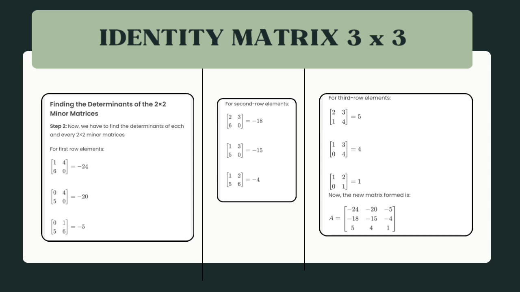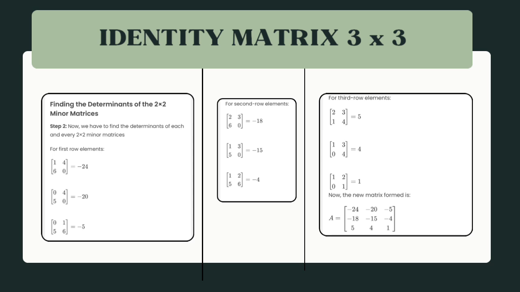0, 4, 5, 0 equals negative 20. 0, 1, 5, 6 equals negative 5. For the second row elements: 2, 3, 6, 0 equals negative 18. 1, 3, 5, 0 equals negative 15. 1, 2, 5, 6 equals negative 4.